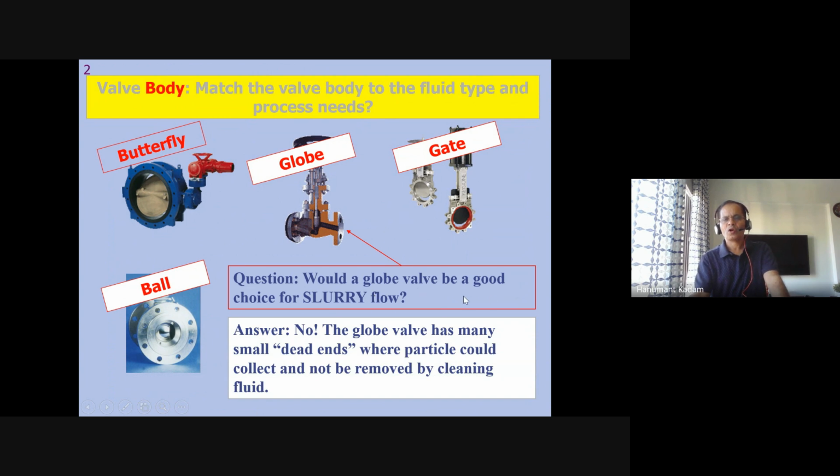Would a globe valve be a good choice for slurry? Slurry service is required. Answer: no. The globe valve has many small dead ends where particles could collect and could not be removed by cleaning fluids. This globe valve is only for clean fluid, and a butterfly valve is for slurry.